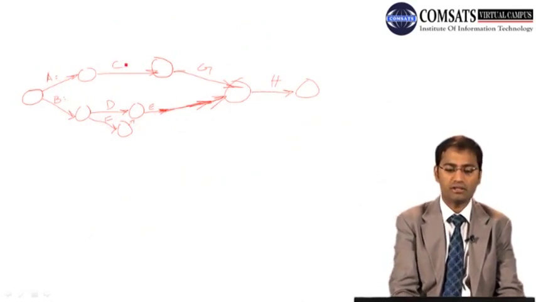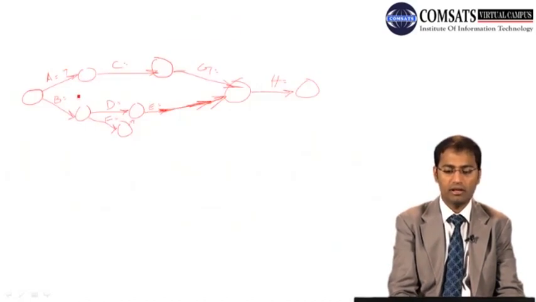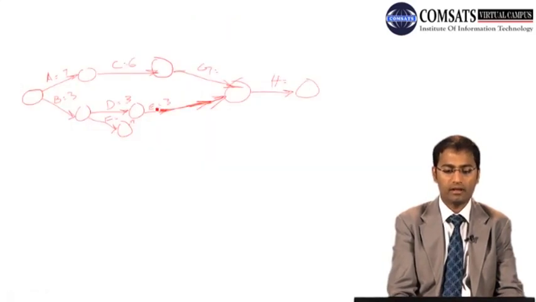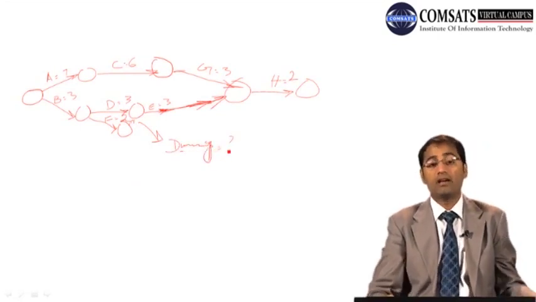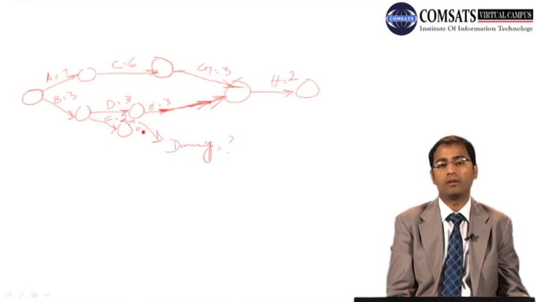and now we are having durations. So what we will do, we will write the durations over there. So A is 7, B is 3, C is 6, D is 3, E is 3, and F is 2, and G is 3, H is 2. Now what is the duration of this dummy activity? If your answer is 0, good. So this is having 0 duration.